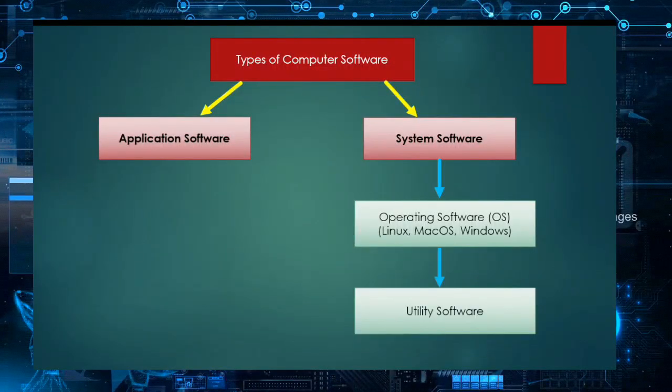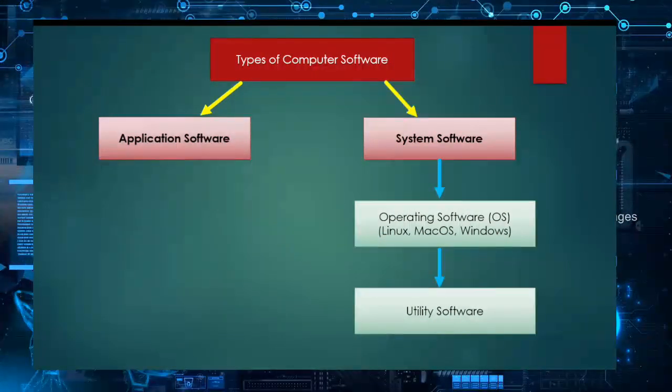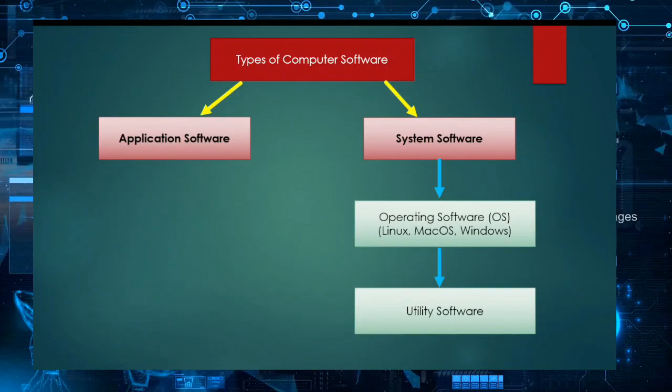And under this, we have the utility software. Utility software is a program that performs maintenance tasks for the computer's resources, such as cleaning up and organizing files and programs so they would load and work faster.